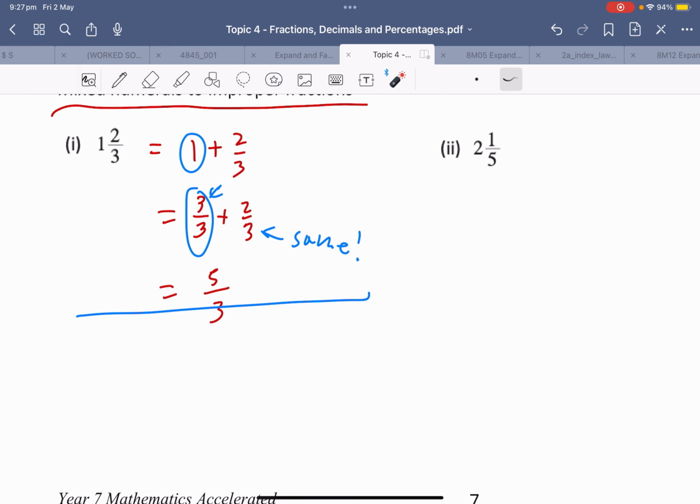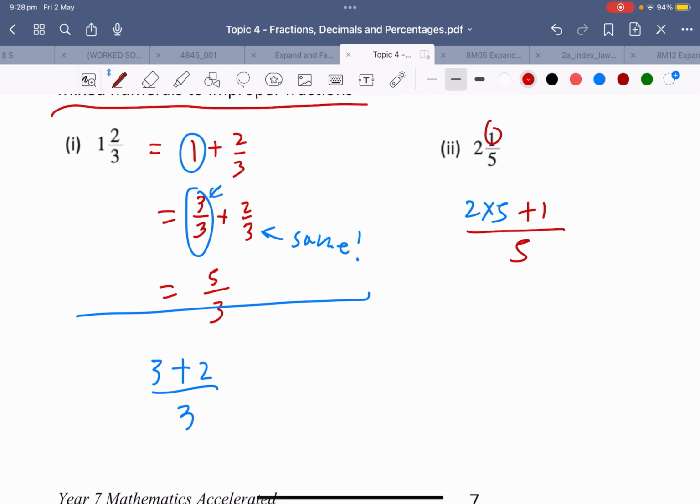Now, an easier way for me, again, I'm going to tell you the easy way. I do 1 times 3, and then that will be added as the thirds that add on to 2. So it's going to be 3 plus 2/3. Similarly, I do 2 times 5, and then I do the normal plus 1/5, which should be 10 plus 1/5, which is 11/5.